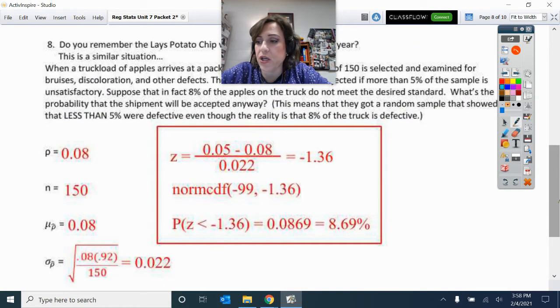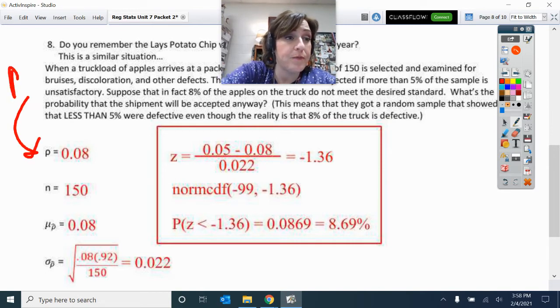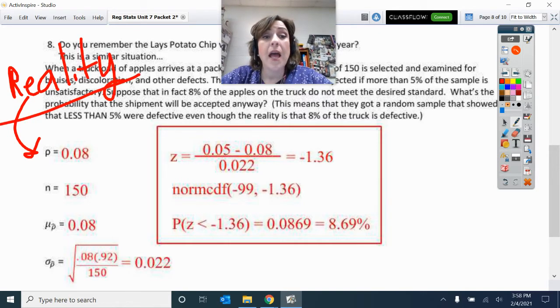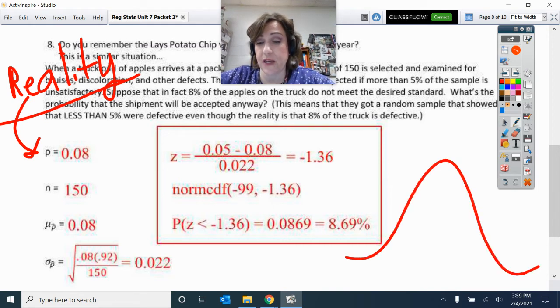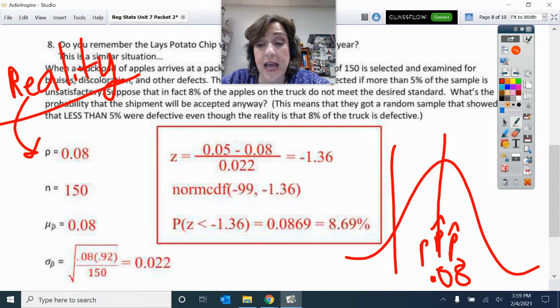Oh, I love this problem. This is so good. Is this farmer going to get to offload his defective truckload of apples? Well, guess what? Suppose that in fact 8% of the apples on the truck are defective and do not meet the desired standard. So that is the population amount, because that is reality. So reality, what is actually happening is that. So if 8% is the center, so the population is the truck of apples, then all those samples you get off the truck should be centered around 8%.